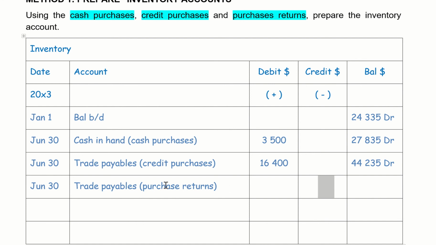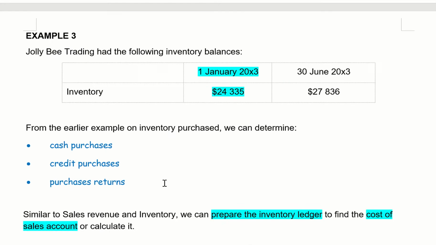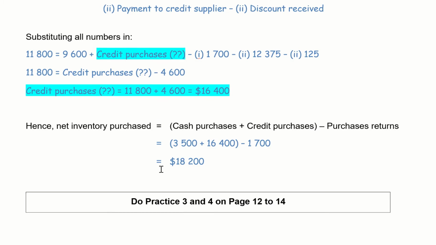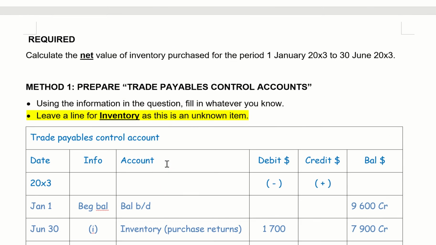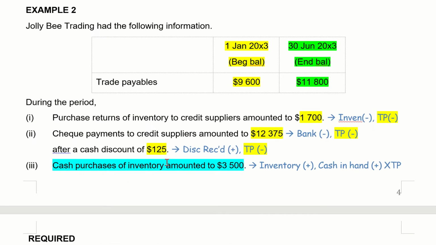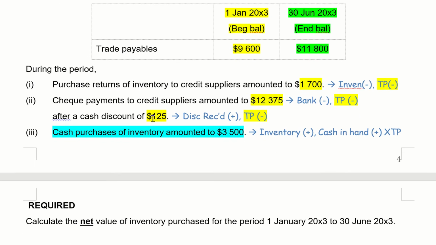Now, where am I going to get this purchase return number? It's actually from the previous question. So I go to the previous question again, and I see, is there a return of inventory? Yes, there is, which I'm going to highlight in this psychedelic turquoise. There was a purchase return of inventory to credit suppliers of 1,007.